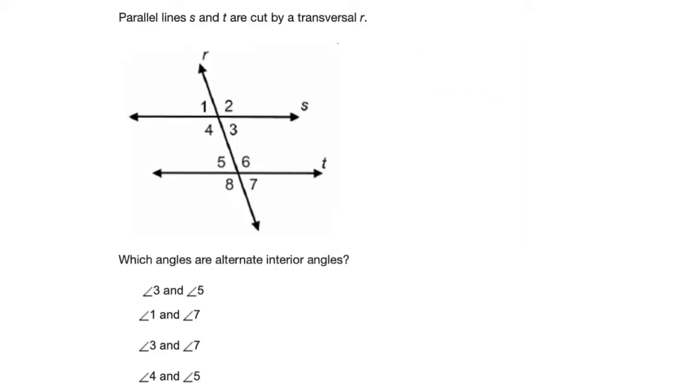All right, parallel lines S and T are cut by transversal R. Which angles are alternate interior angles? Interior means in between. Alternate means across the transversal. So that would be 3 and 5, and then also 4 and 6. Those are the only ones that would be it, so the rest aren't.